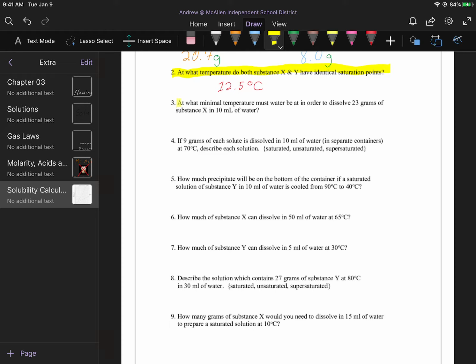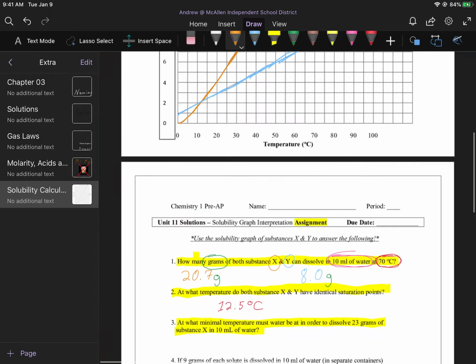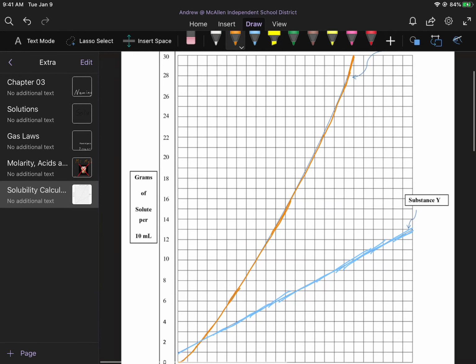Next question, at what minimal temperature must water be at in order to dissolve 23 grams of substance X in 10 milliliters of water? Now, instead of temperature, this time we're starting off with grams. We're looking for 23 grams. So, 23 grams. This is our starting point. And the question's asking us, what temperature must it be to dissolve? So we're going to come this way.